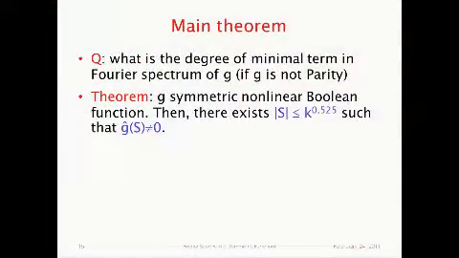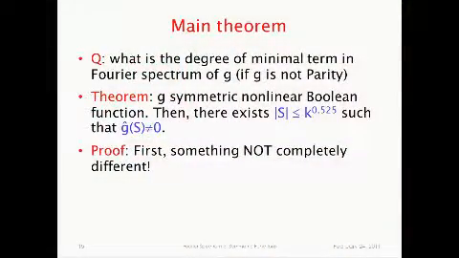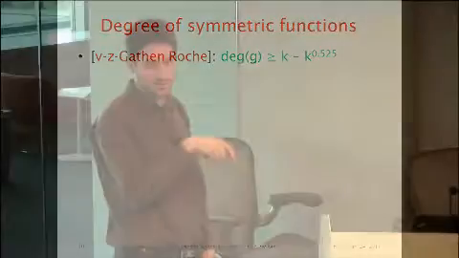Okay, so this is what you want to do. You want to prove that any symmetric nonlinear function, meaning not parity nor the negation of parity, has a non-zero Fourier coefficient at that level. That's what I want to prove. But first, I'll prove something which is not completely different, just to give some intuition for why the proof goes the way it goes. We'll prove this result of von zur Gathen–Roche. And it will fit on this slide. It's not the proof that they gave. It's a shorter proof.